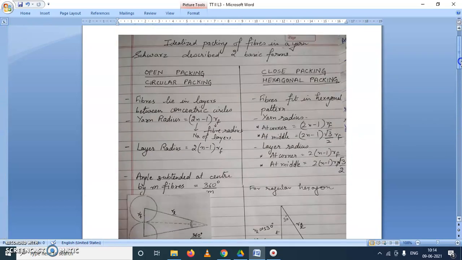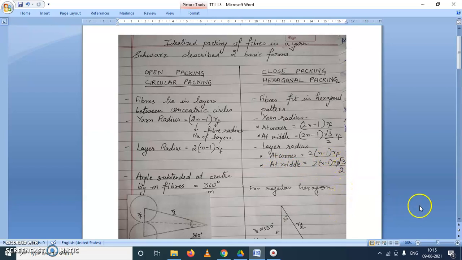If we want to write the general formula, we can write it like this. Yarn radius at corner is (2n minus 1) RF, at middle it is (2n minus 1) root 3 by 2 RF, and layer radius at corner is (2n minus 1) RF, and at middle it is 2 bracket open (n minus 1) RF root 3 by 2.